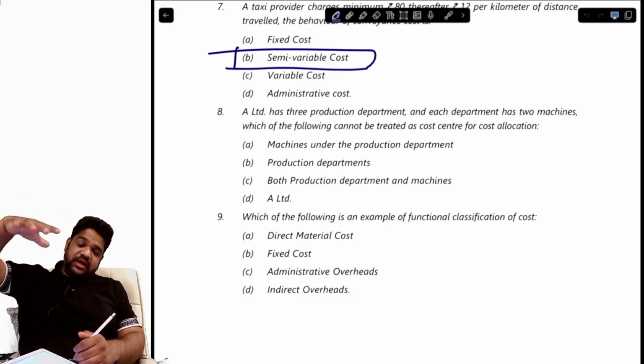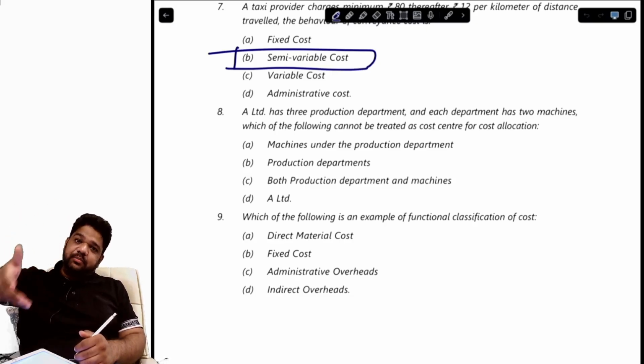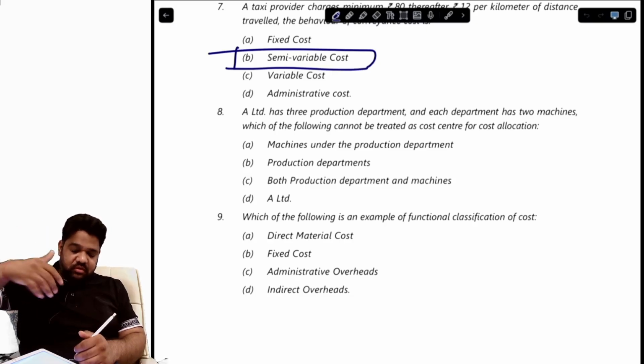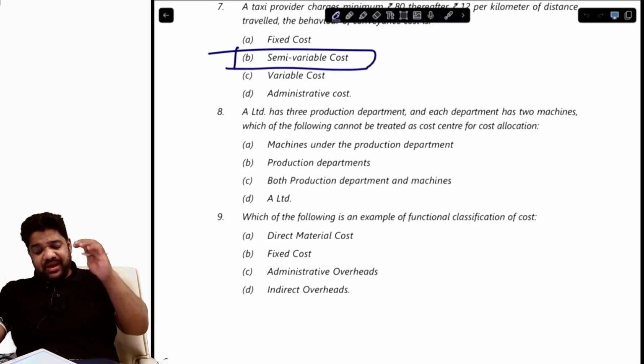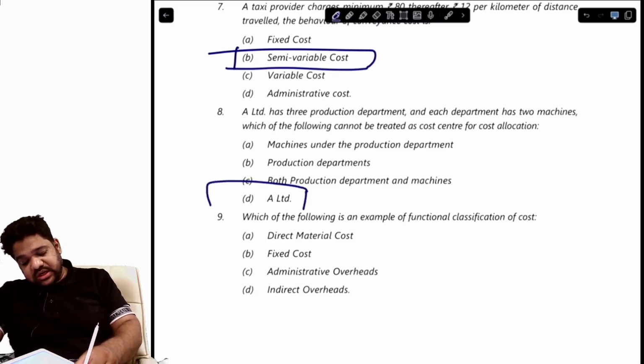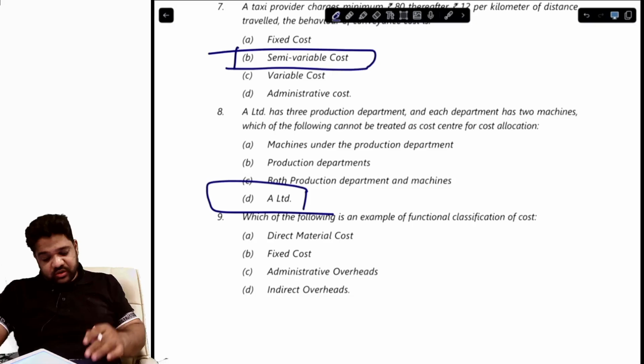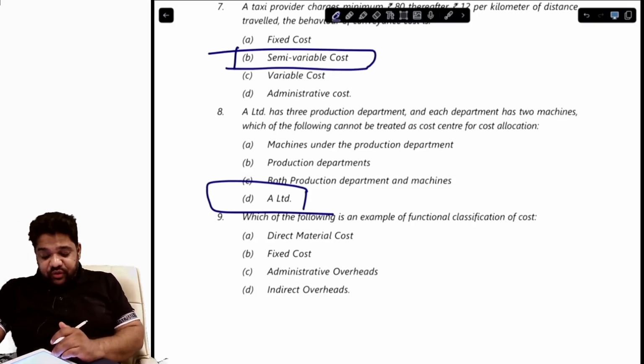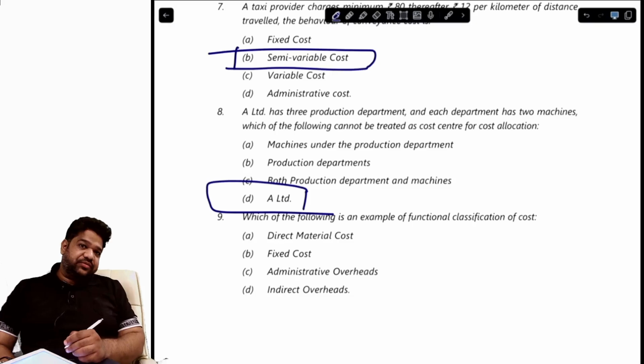A Limited is not really a cost center. Why? Because it will generate profit also. It will generate revenue and of course profit, and it would be making its own decisions. So the manager of A Limited will not be considered as a cost center. So this is not a cost center. Okay. Which of the following is an example of functional classification of costs?